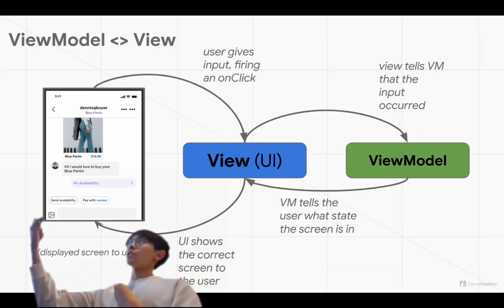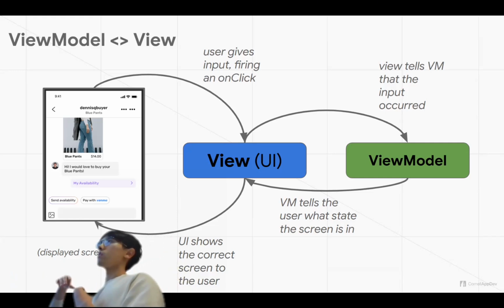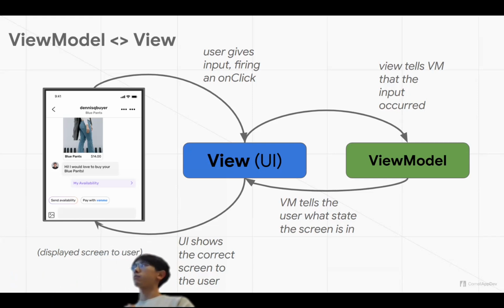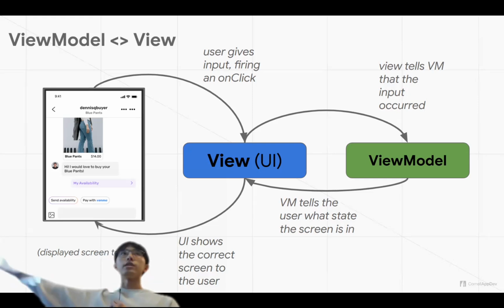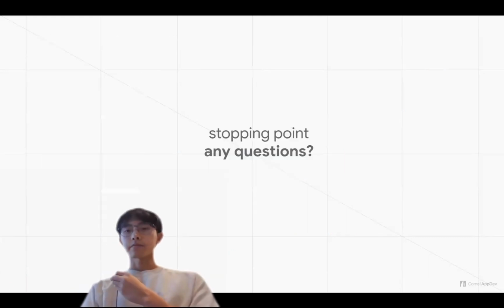And then in the other direction, say the user is interacting with the screen. Whenever the user presses a button, that will fire an on click in the view, and all you have to do in the screen is tell the view model that the input has occurred. Then the view model will handle the on click correctly, because that will often deal with pretty complex logic that you want to handle in the view model to organize things cleanly.